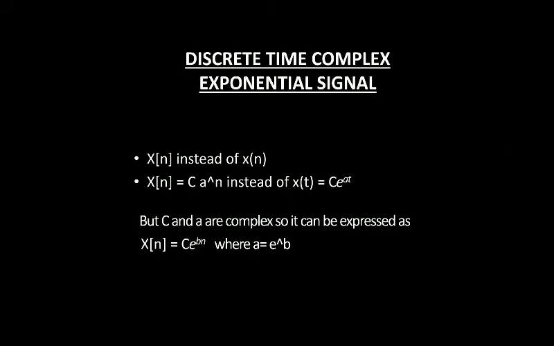In the case of a discrete time signal, we use square brackets instead of round brackets like we used in continuous time signals, and x[n] is equal to c times a to the power n. Instead, in continuous time signals we use c times e to the power at, but c and a are complex. So it can be expressed as x[n] equals c times e to the power bn, where a is equal to e to the power b.